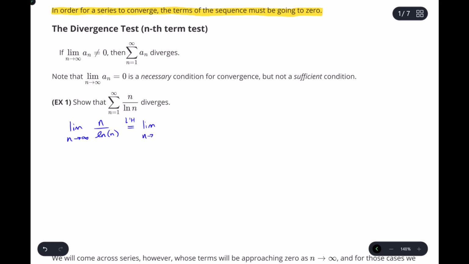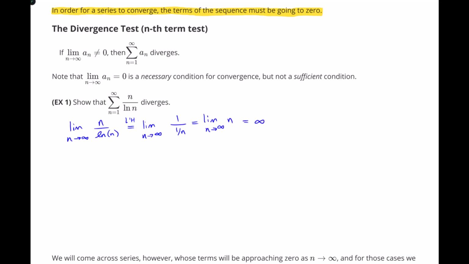which says to reevaluate the limit, but take the derivative of the numerator and denominator. So the derivative of n is just 1, the derivative of ln of n is 1 divided by n. So then this becomes the limit as n goes to infinity of n, and that right there has a limit that's infinite, because as n goes to infinity, n goes to infinity. It's hard to argue that. So that gives us the evidence for this test.